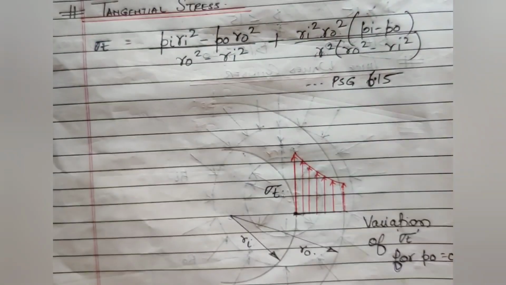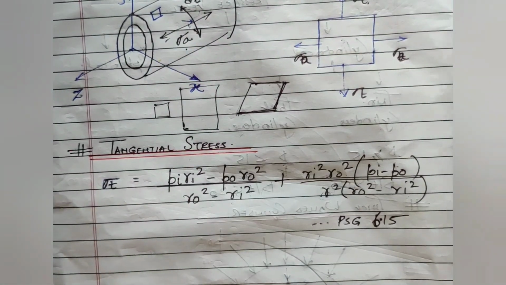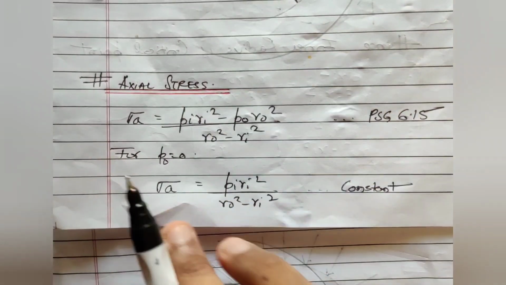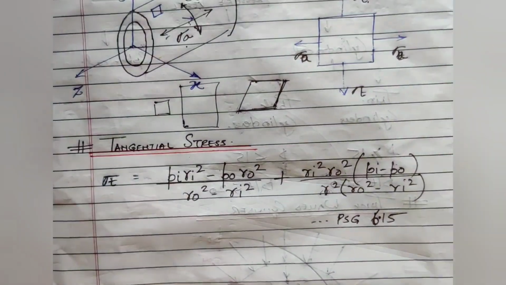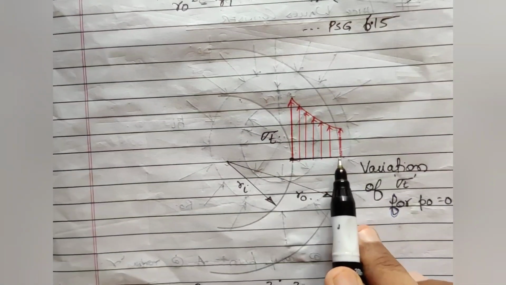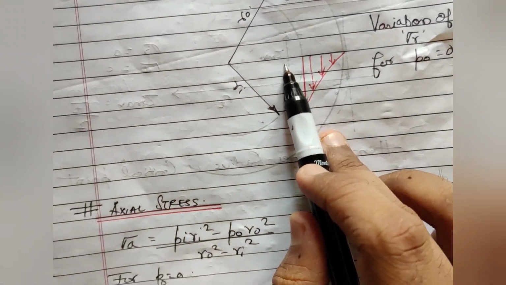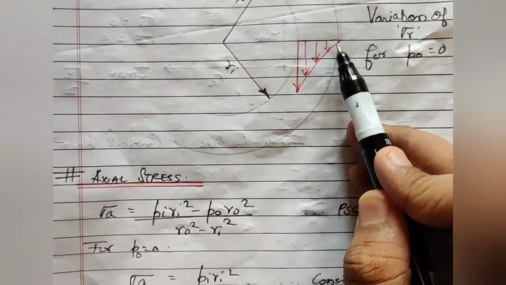Obviously axial stress was acting along the length direction, so it won't be a function of your radius, hence it remains constant. So three stresses we have found: axial, tangential and radial. Tangential variation is maximum at the inner periphery, minimum at the outer periphery. Radial is maximum at the inner periphery and 0 at the outer periphery, and axial remains constant.